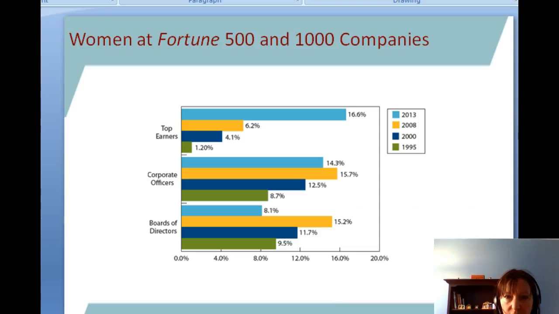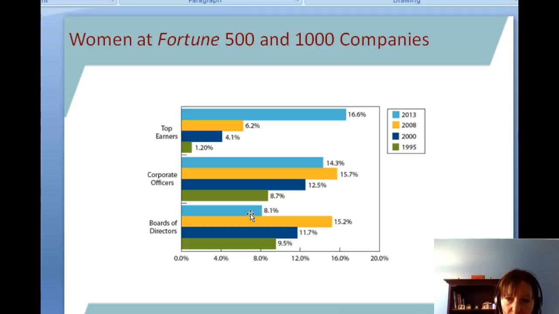In terms of women in top-level positions in organizations, you can see the blue represents 2013, the yellow represents 2008, the dark blue 2000, and the green 1995. Women have become a much higher percentage of top earners. In terms of corporate officers, they actually were growing for a while and then went down a little bit. Likewise, for being on boards of directors, they're currently only about 8%.